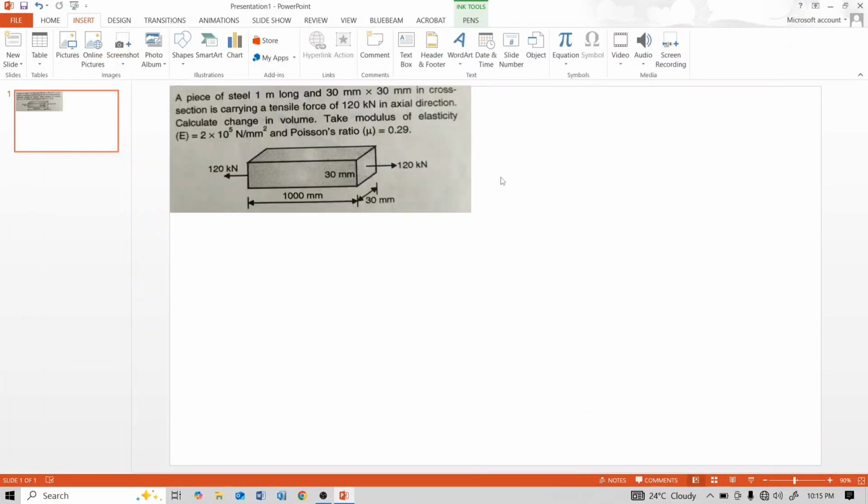Today, in this video, we will see a numerical on a member subjected to a uniaxial force system. Numerical: a piece of steel 1 meter long and 30 mm by 30 mm in cross section is carrying a tensile force of 120 kilonewton in axial direction. Calculate the change in volume. Take modulus of elasticity E equal to 2 into 10 raised to 5 Newton per mm square and Poisson's ratio equal to 0.29.